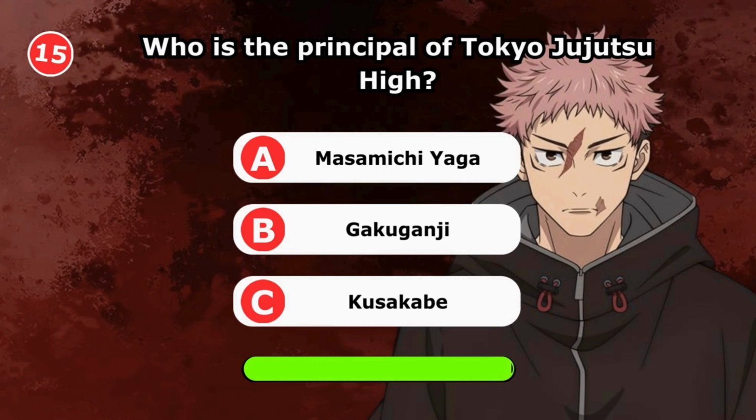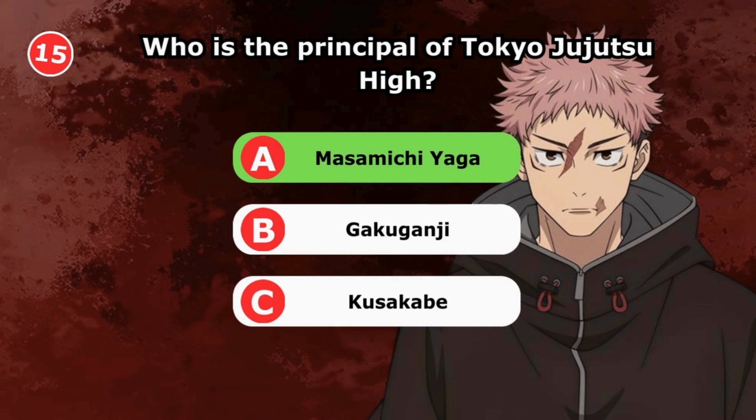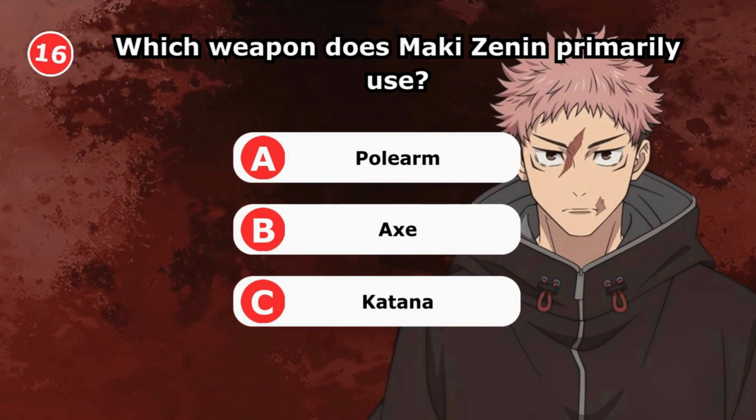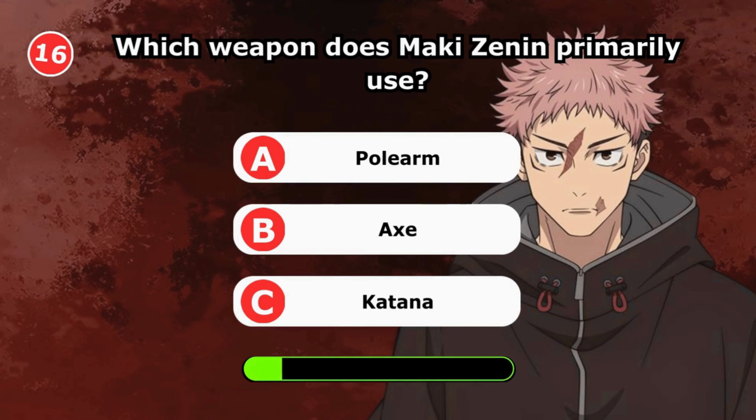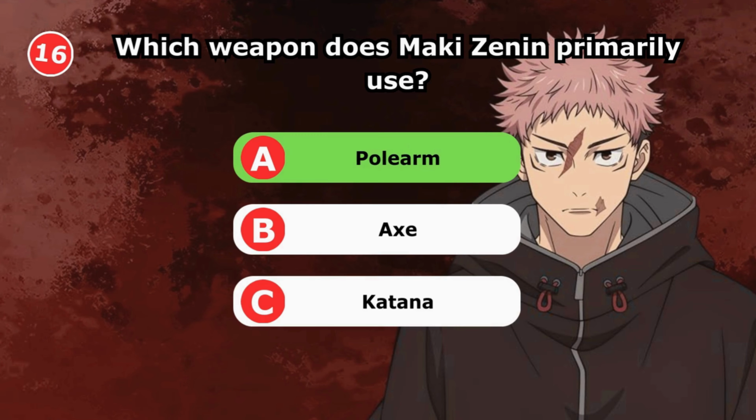Who is the principal of Tokyo Jujutsu High? Masamichi Yaga, the strict principal who leads the Tokyo school. Which weapon does Maki Zenin primarily use? Polearm, the weapon she masters thanks to her incredible physical skill.